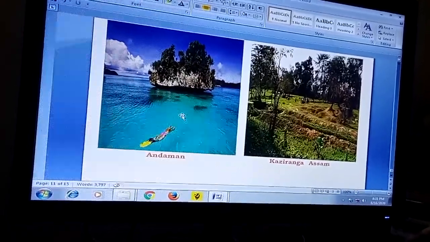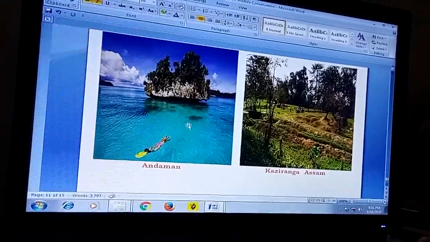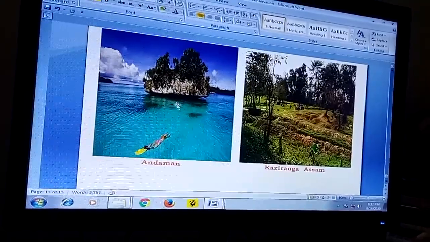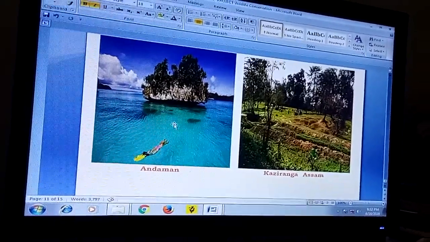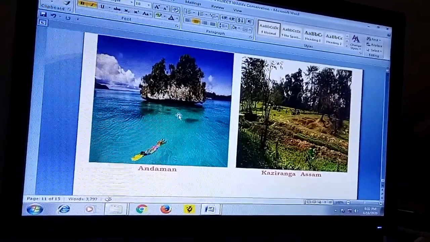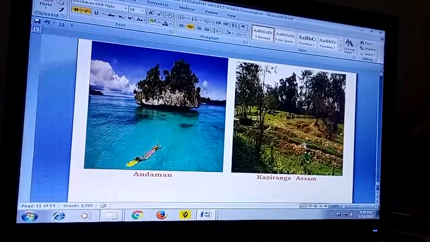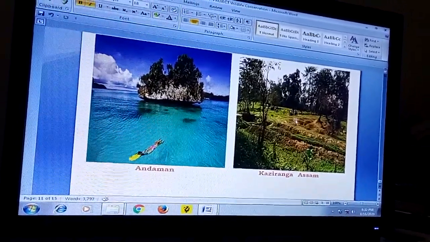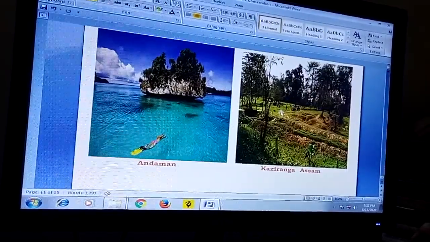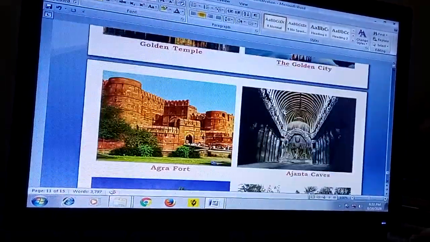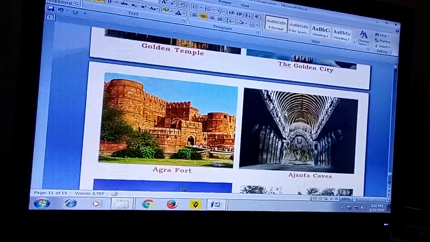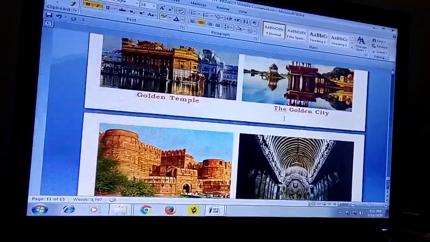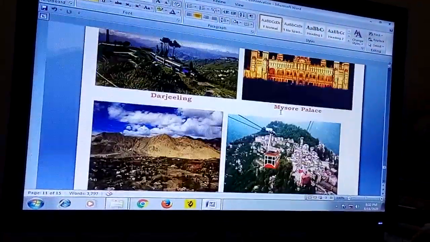People don't talk about that. It's a very, very attractive place. It's very much part of India, just because they are away in the middle of the sea, but they're very much part of India. And then, of course, Kaziranga in Assam, known for its rhinoceros, etc. These are not picnic spots. These are tourist spots. Now, day by day, India is developing its tourism.